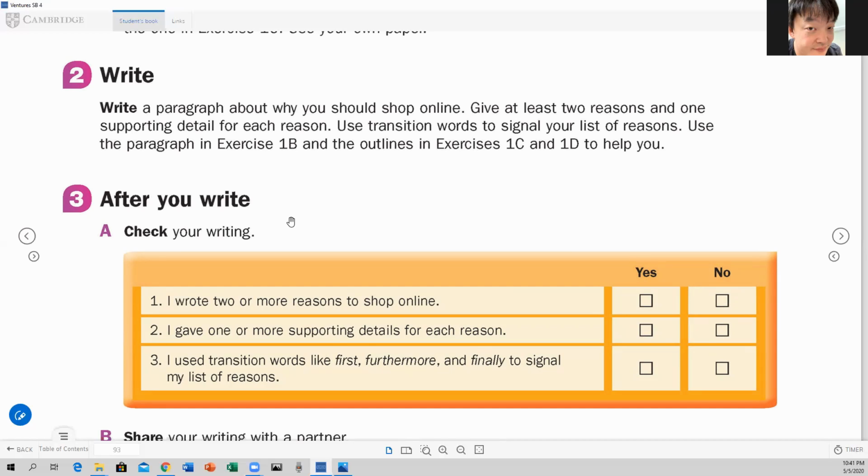Okay, so don't forget, I'm here if you need anything. Come with your questions. Practice, practice, practice. Repetition is key to improve your English.